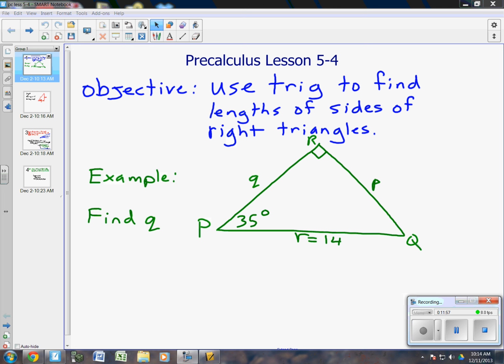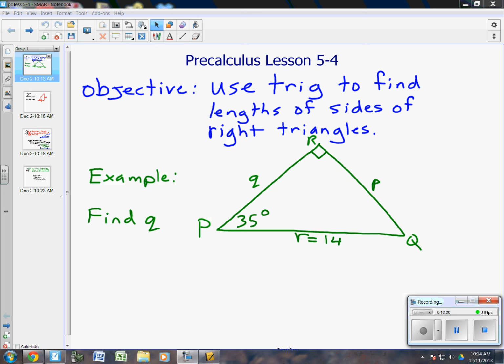In your groups, I'm going to give you a couple minutes to find Q and P. Now, last time I did this, all the tables knew it, but if you're just copying off of someone else, ask them to teach you. Don't just copy down the answer and say, I've got the answer. Okay, JD.